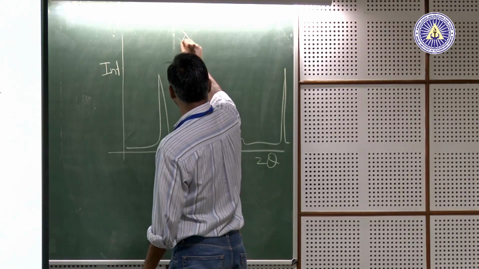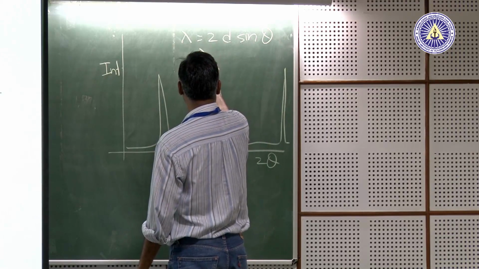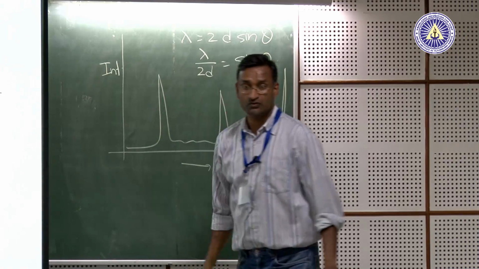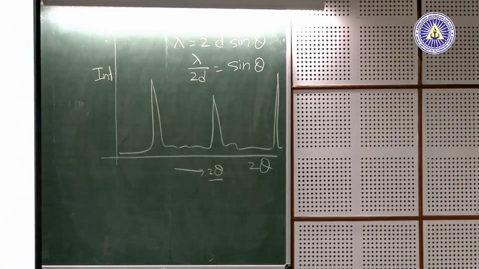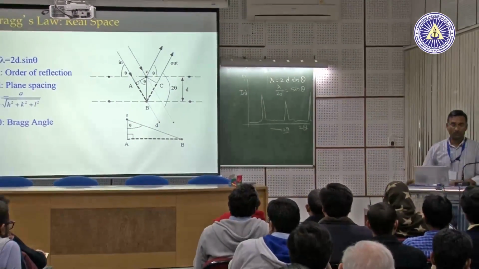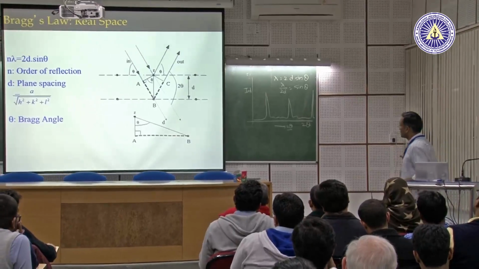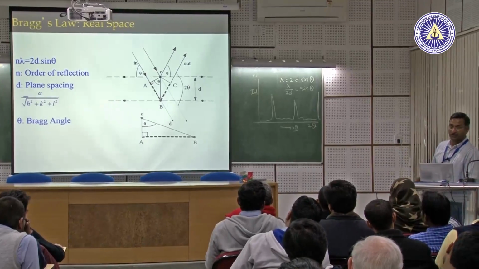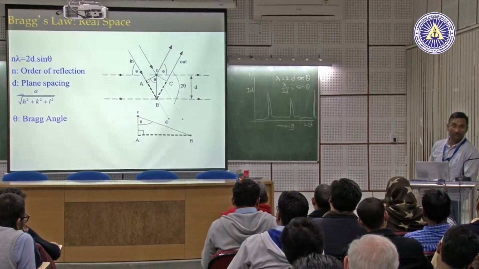If you look at the expression, if I take n to be equal to 1, lambda is equal to 2d sine theta, or I can write this as lambda by 2d equal to sine theta. So if sine theta is increasing, or theta is increasing, it means that lambda by 2d is also increasing. So in some sense, what we are expressing here in terms of a very simple expression, lambda is equal to 2d sine theta, is this: as you increase the theta, what happens to the d value?